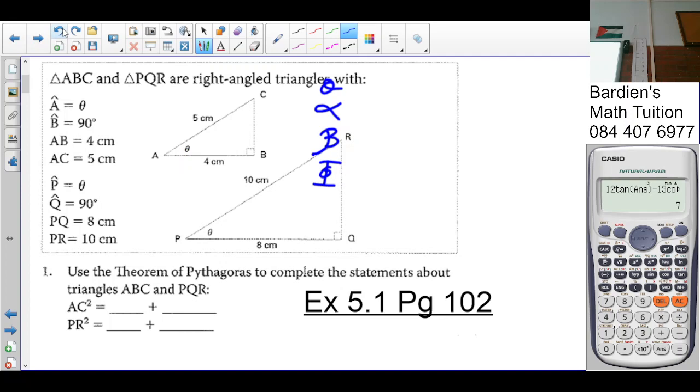Then we're told that angle B is 90, AB is 4 centimeters, and AC is 5. In the second one, angle P is theta, angle Q is 90, PQ is 8, and PR is 10. So what can we say about these two triangles? Those two triangles are similar. They have a K factor or enlargement factor of 2. Can you see that, people? Because 2 times 5 is 10 and 2 times 4 is 8. So whatever BC is, QR will be double that. That's what makes them similar.